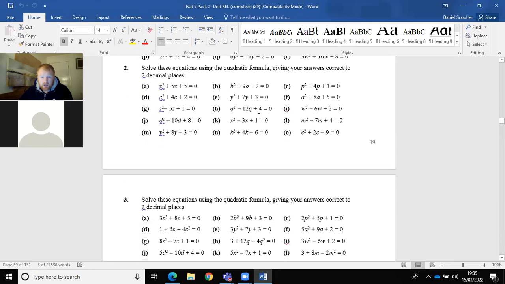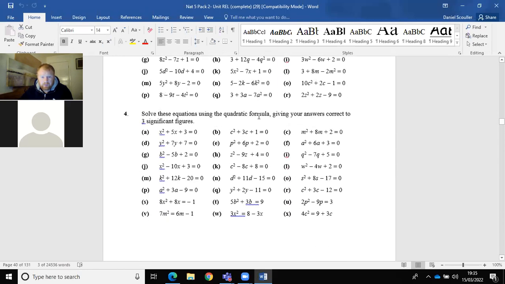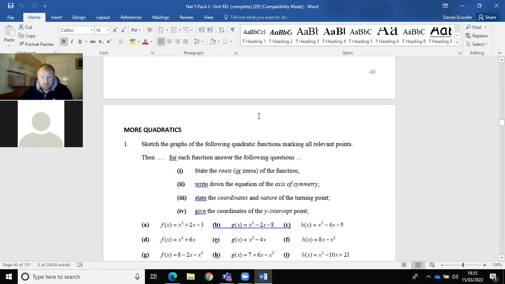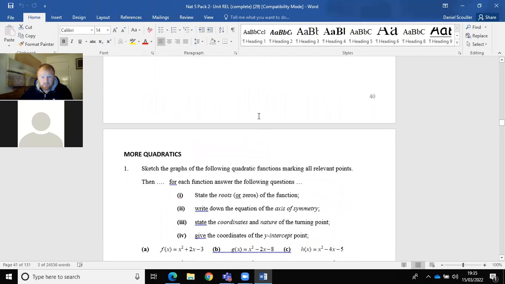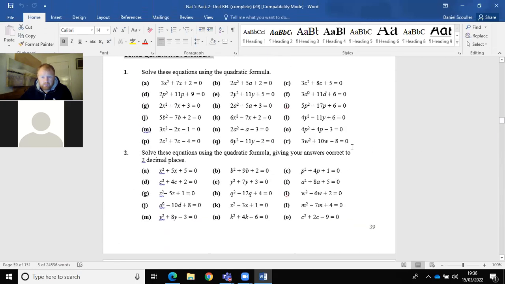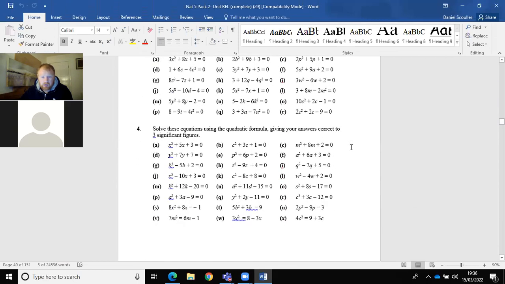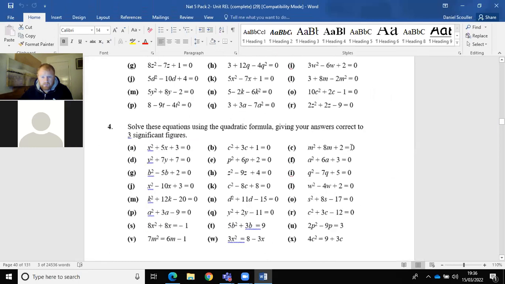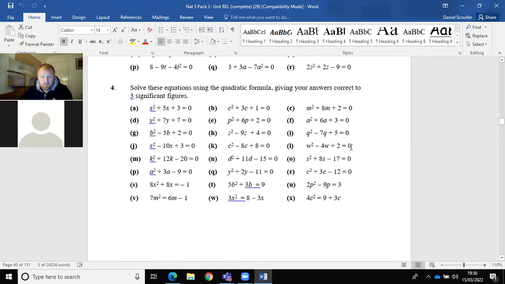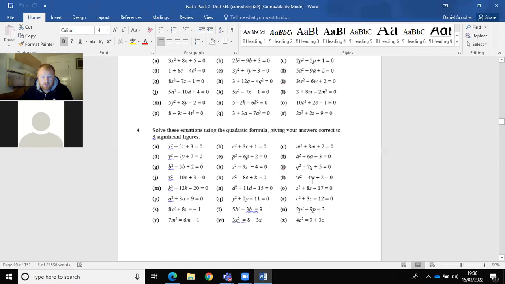There's a bunch of questions to do that. Remember the answers are at the back. Okay, so there's loads of questions that allow you to practice that. Okay, so page 39 and 40, plenty of questions there. 4C. Some towards the end there that allow you to rearrange it.